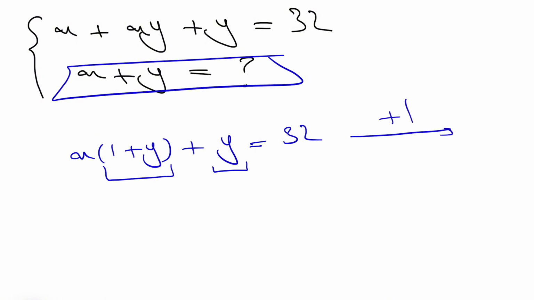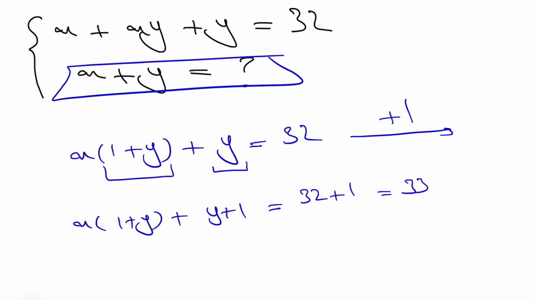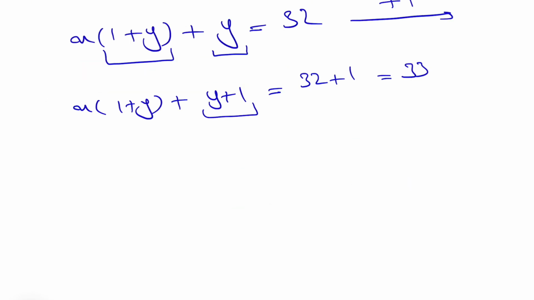If we add 1 on each side of the equation, what we get is x times (1 plus y) plus y plus 1 equal to 32 plus 1, which is 33. Now it seems that we are on the right path. We have y plus 1 as a common factor between these two expressions, so we can factor it out. From the first one we'll get x, and from the second one we'll simply have 1, and this will be equal to 33, that is (y plus 1) times (x plus 1) equals 33.